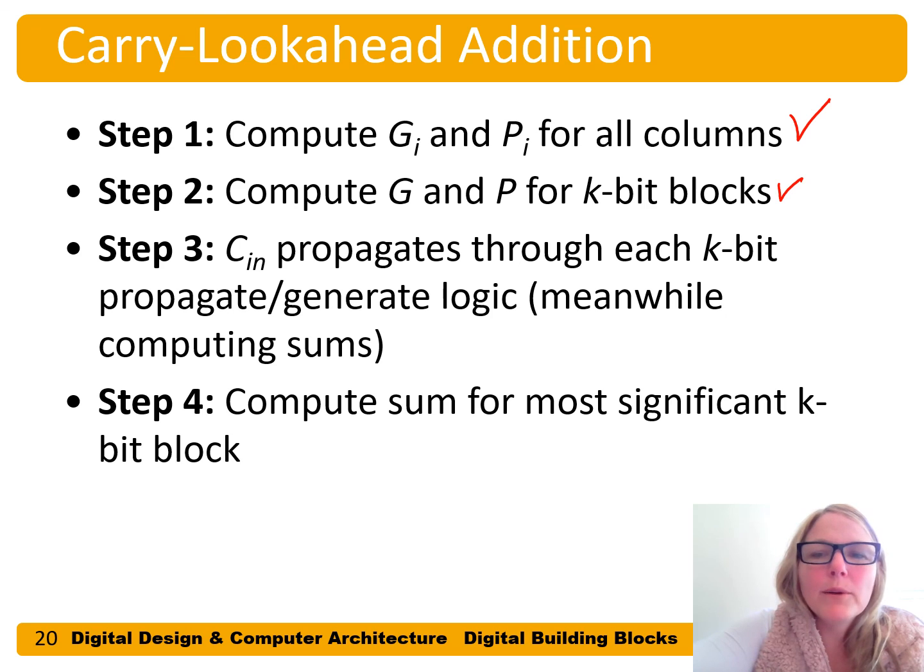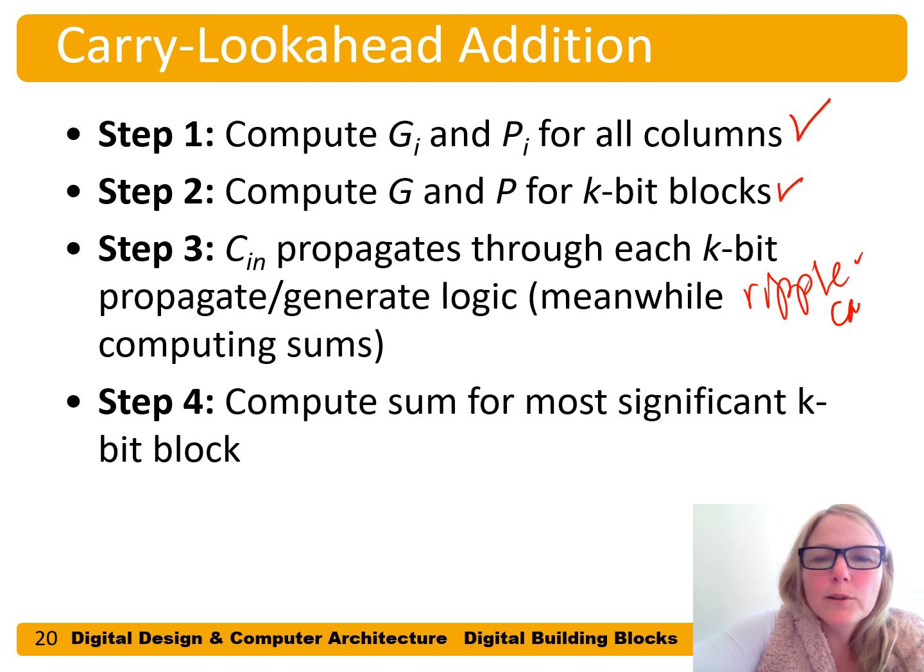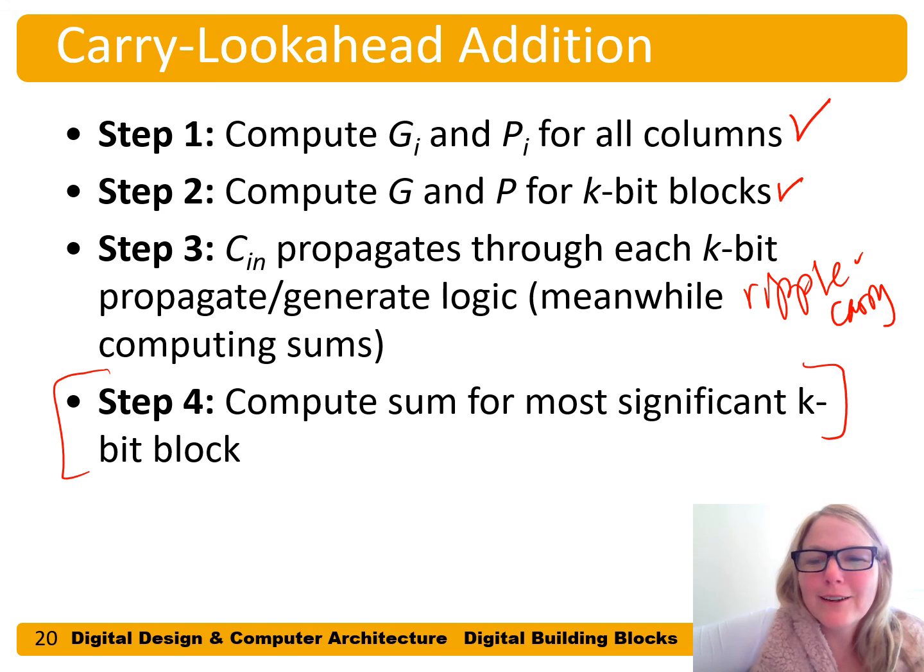And then the carry propagates through each k-bit propagate generate logic. And meanwhile, the ripple carry adders at the top are also producing the sum bits. And then the last step is, even though we get that carry pretty quickly for that leftmost, or most significant, 4-bit block or k-bit block, we still have to compute the sum bits. That's what we're really interested in. We're just dealing with the carry because that's the slow path. So we still have to ripple through that last k-bit block to compute the sums.